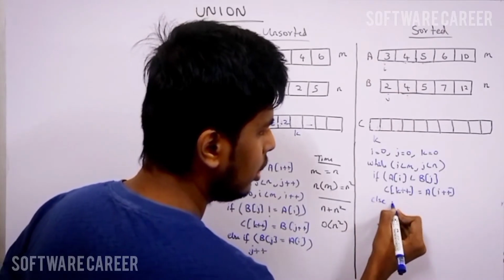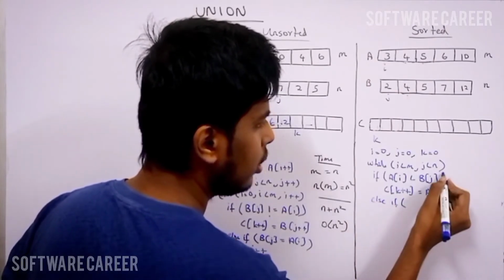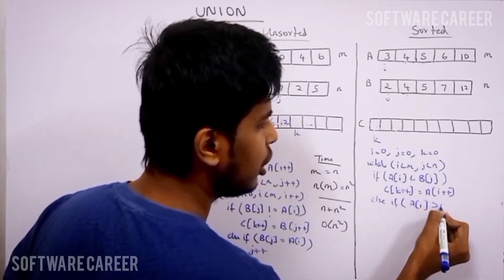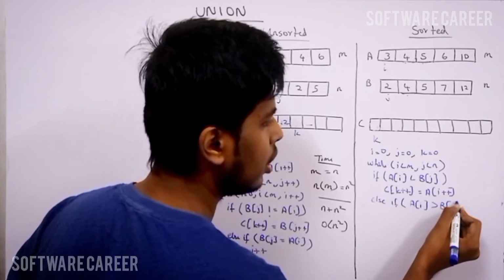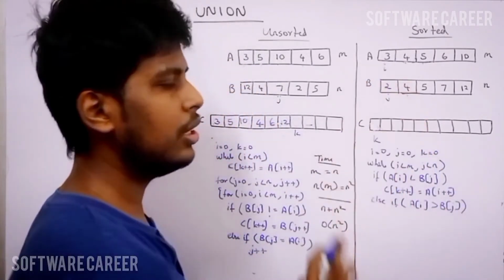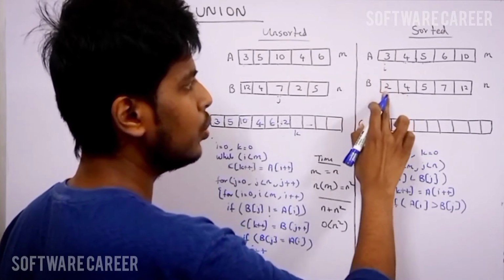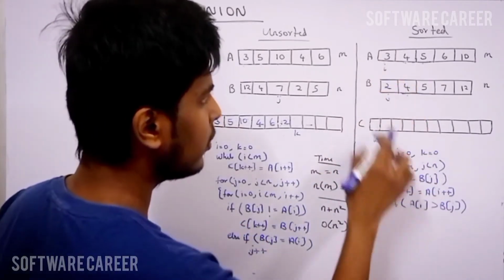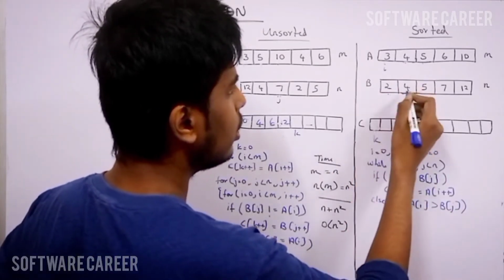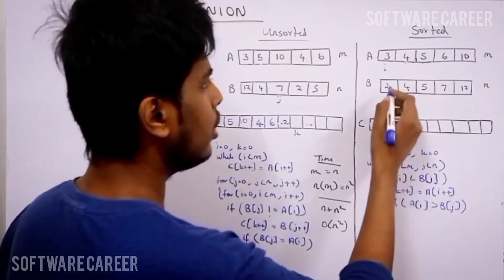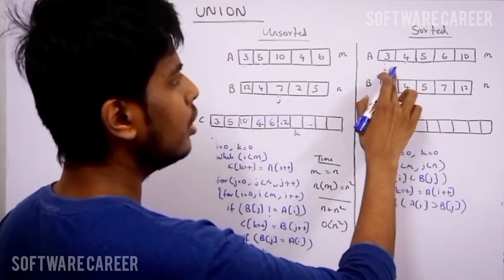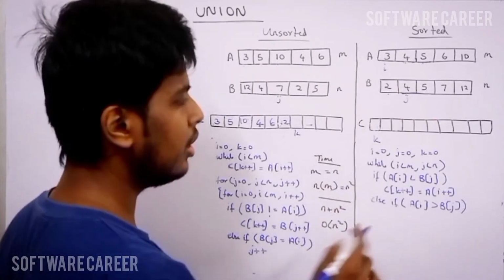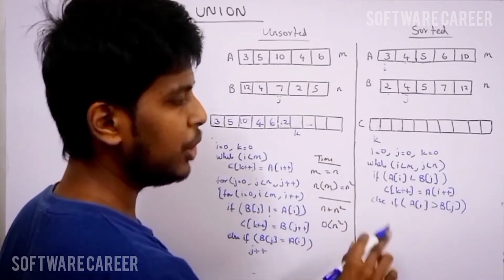Else if this A of I greater than B of J. If 3 is greater than 2, yeah, in this case 3 is greater than 2. So what should you do? Now see, one second. Now J is over here. Now you are comparing whether 3 is less than 4. No, it's greater than 4. So A of I is greater than B of J.